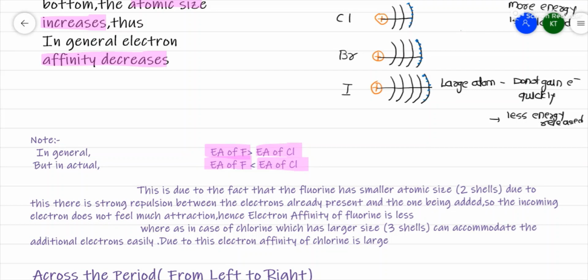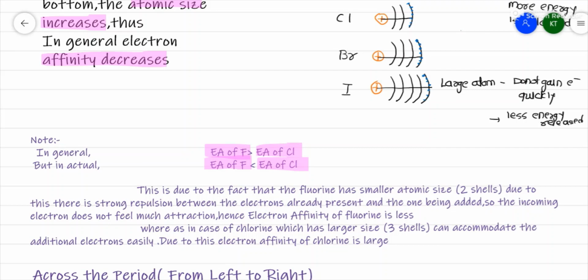Now why is it so? Why should fluorine, which has a smaller size, have a higher electron affinity, but here it is seen that the electron affinity of fluorine is less than that of chlorine. Now just look carefully.